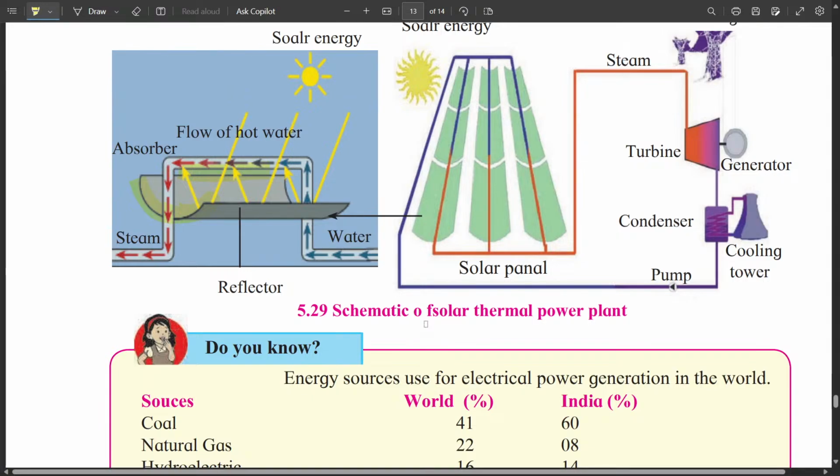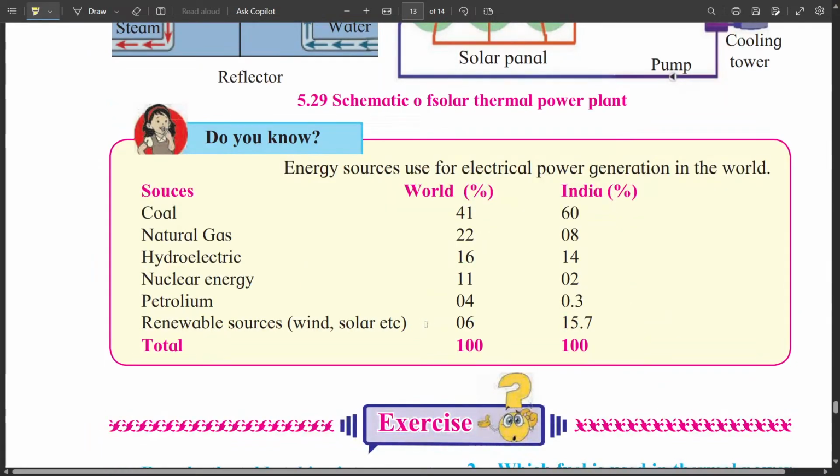In the world, 41% of energy is made from coal, India 60%. Natural gas, world percentage 22, Indian percentage 8. Hydroelectric, world percentage 16, Indian percentage 14. Nuclear energy, world percentage 11, Indian percentage 2. Petroleum 4 and 0.3. Renewable sources, world average is 6 and Indian is 15.7.